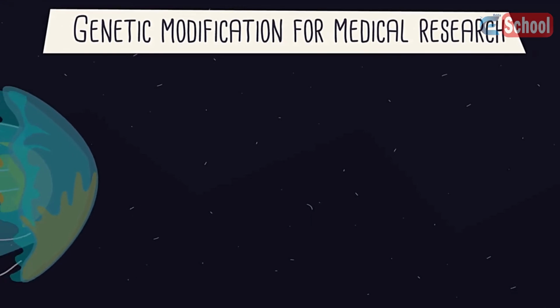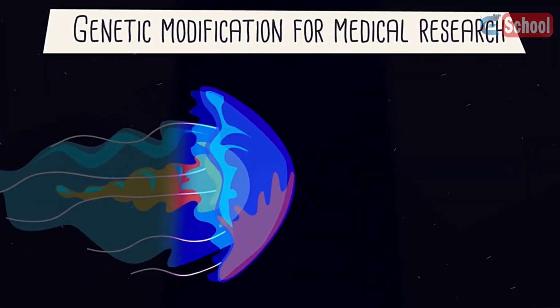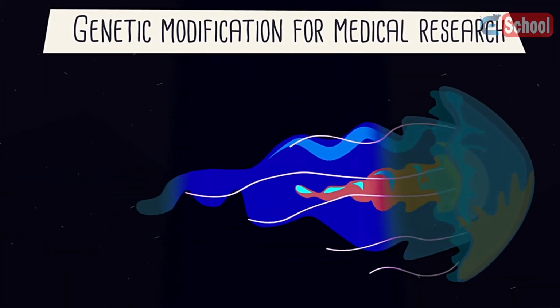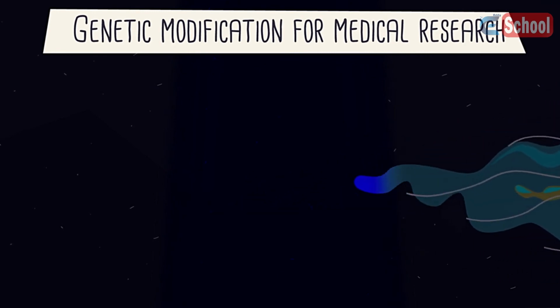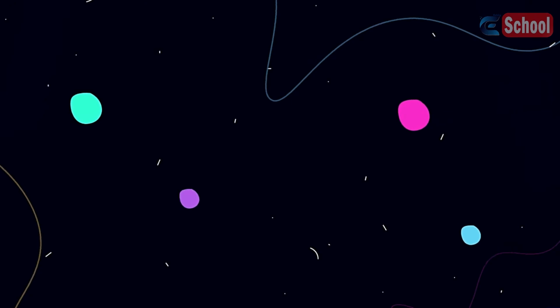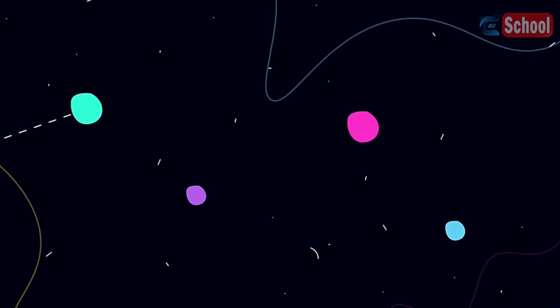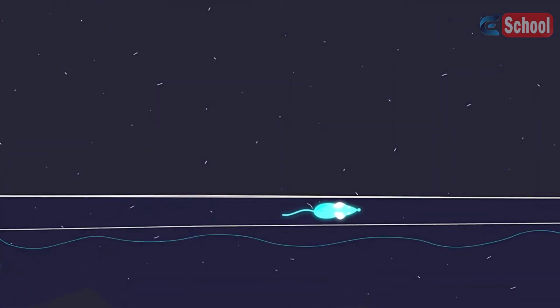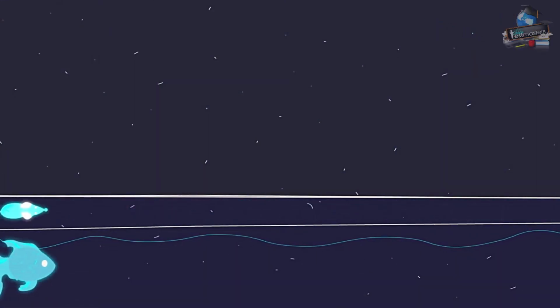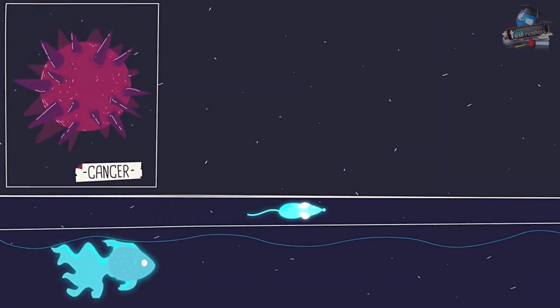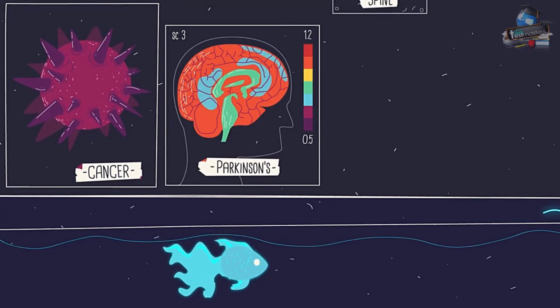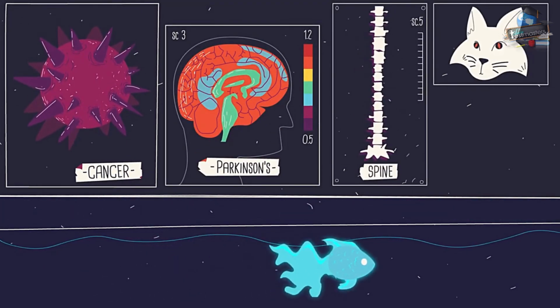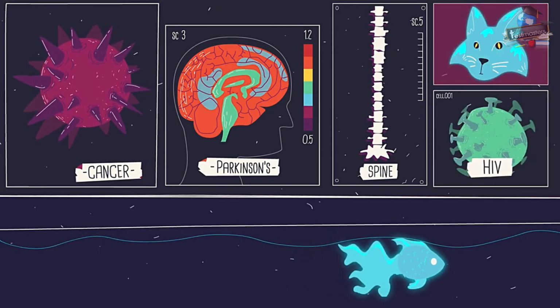Scientists have used genetic modification to introduce genes that glow under UV light, such as from jellyfish, into other animals for medical research. This may seem totally useless, but actually being able to see certain cells in the dark has led to a lot of scientific discoveries. Glow-in-the-dark mice and fish have helped scientists make new breakthrough research into treating cancer, Parkinson's and spinal cord injuries. And glow-in-the-dark cats have been used for HIV research.